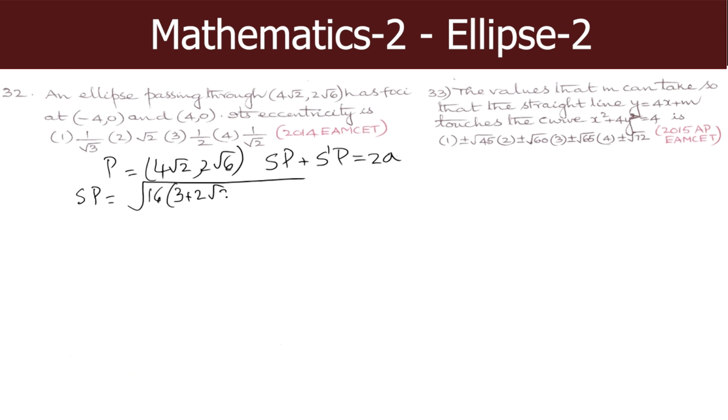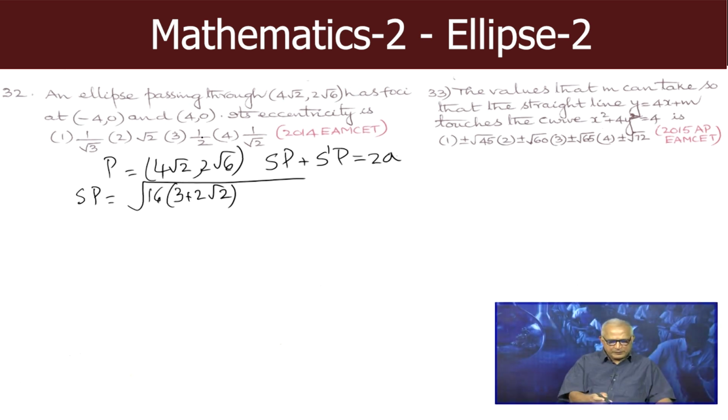4 root 2 plus 4 whole square is 4 into root 2 plus 1 whole square. 4 square is 16. Root 2 plus 1 whole square is 3 plus 2 root 2. Next, SP plus 2 root 6 minus 0 whole square 24. That is equal to 48 plus 24, 72 plus 32 root 2.